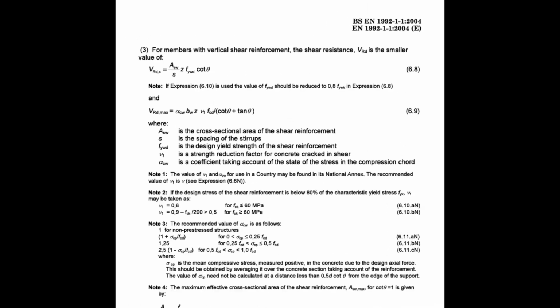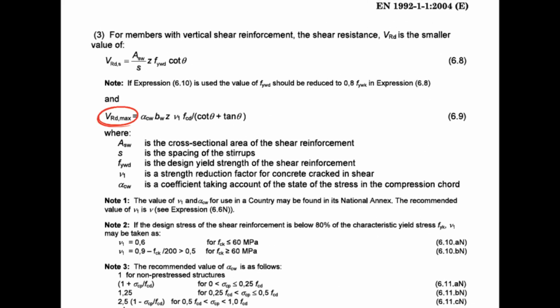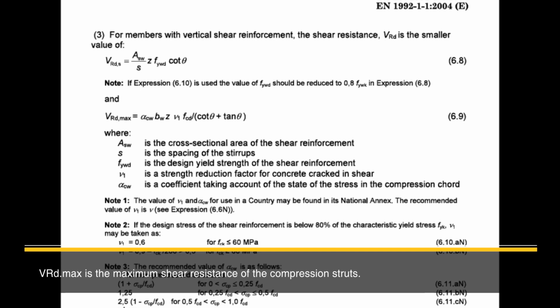After computing the theta value, VRDS and VRD max, we should pay attention to the VRD max. This value is the maximum shear resistance of the compression struts. It means that the VRDS always should be smaller than VRD max.